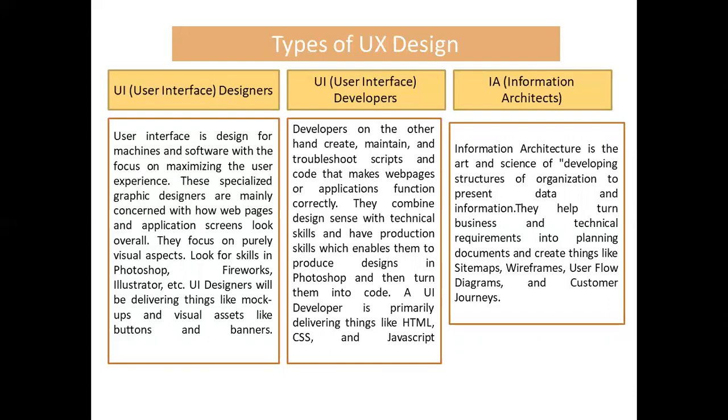The third is IA, information architects. Information architecture is the art and science of developing structures of organization to present data and information. They help turn business and technical requirements into planning documents and create things like sitemaps, wireframes, user flow diagrams, and customer journey. So these guys are assigned in planning documents, creating things like sitemaps.